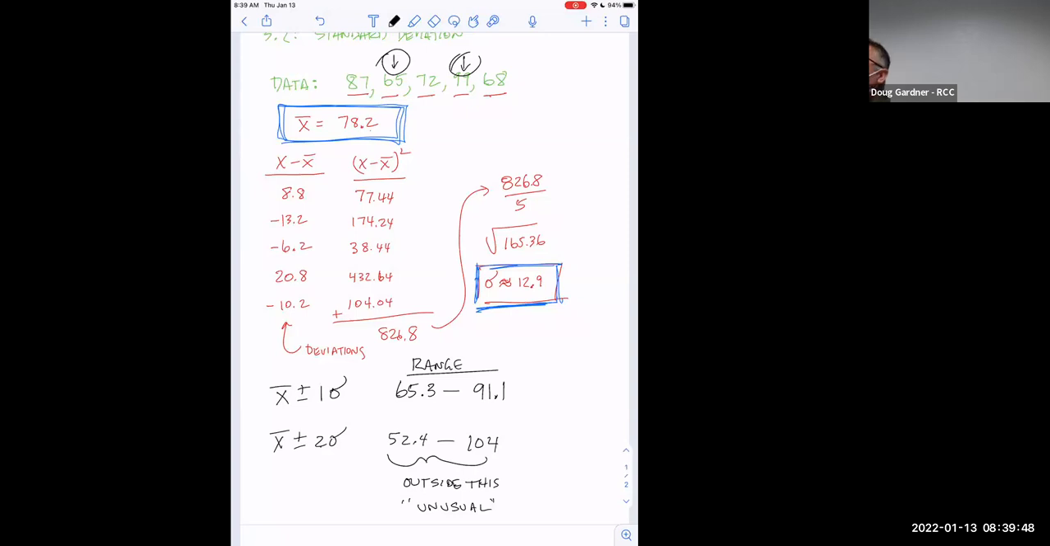Also, notice the symbols. Look at that very top one. Do you see how you got to know some statistics to even read this? Before this class, if I said, hey, X bar is 78.2, you'd be like, what the heck is that? But I didn't make that up. That's a universal symbol for the average. And so notice it found the average automatically. I didn't have to add them up and divide by 5.